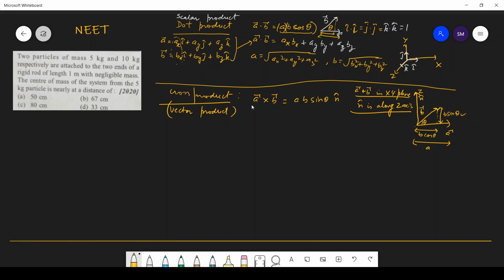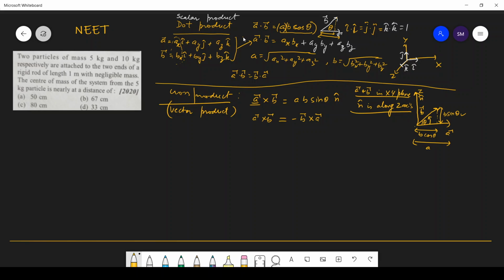Simply put the fingers of your right hand on a and move them towards b, and the thumb will give you the direction of the cross product. Here a dot b is the same as b dot a, but a cross b is not equal to b cross a; it equals the negative of b cross a.